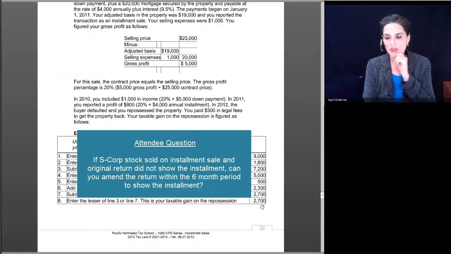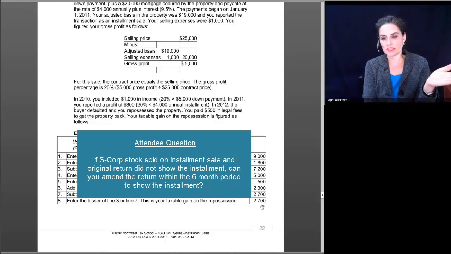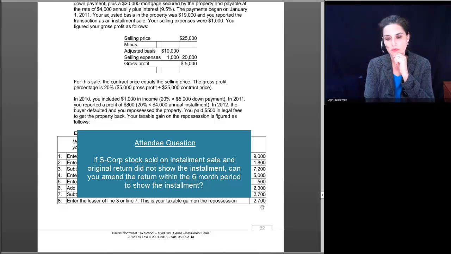You can't have an installment sale on stock. You're allowed to have an installment sale on a partnership. I don't know that you can sell an S corporation on an installment sale. It's just the partnerships, because you can't do it on stock. So what you would have is you would sell the assets of the S corporation under the installment sale. You wouldn't sell the stock under the installment sale. That would be what would happen.